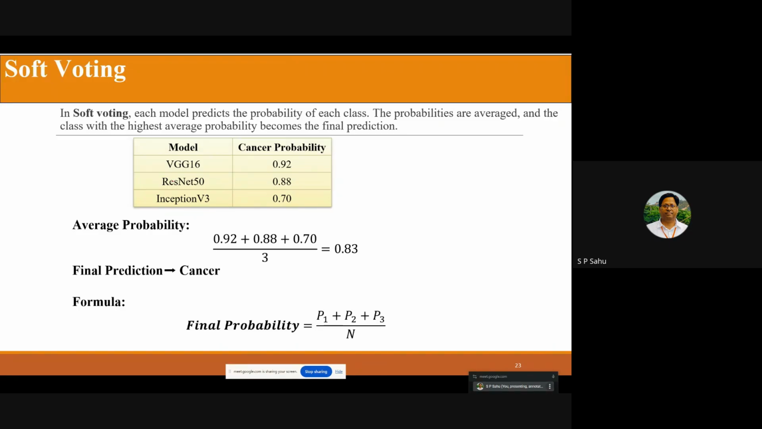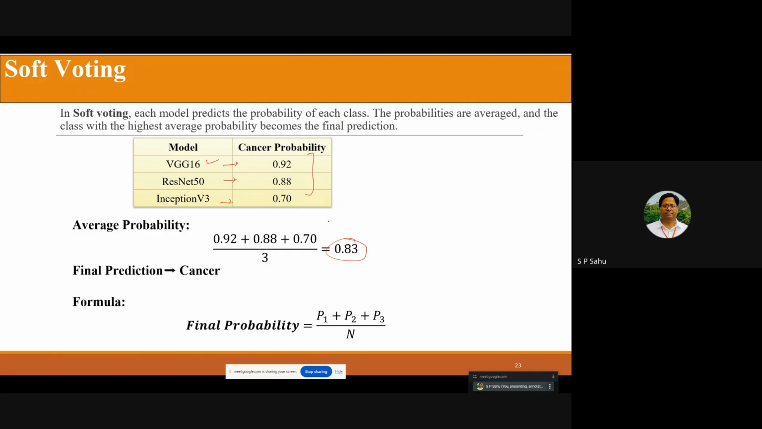In soft voting, the probability of each class is calculated, and based on our threshold we may say which one is having cancer, or what is the probability of having cancer. So the VGG16 model gives the probability of having cancer as 0.92, ResNet50 gives 0.88, and Inception V3 gives 0.7. So the average probability will be 0.83.